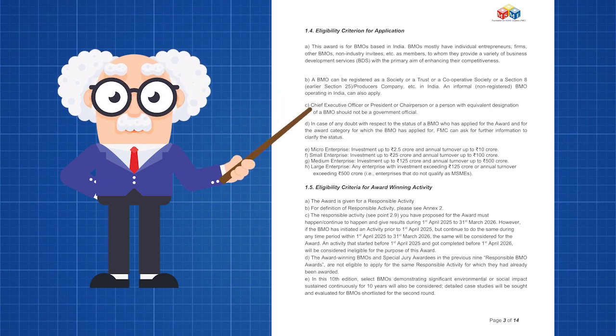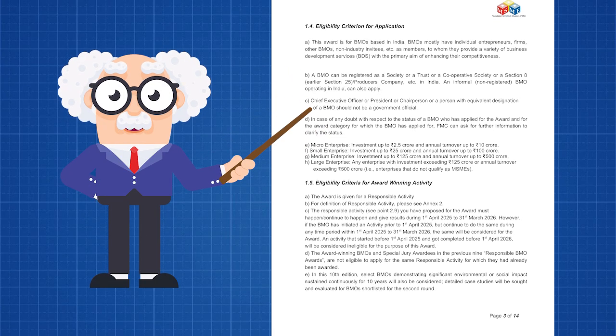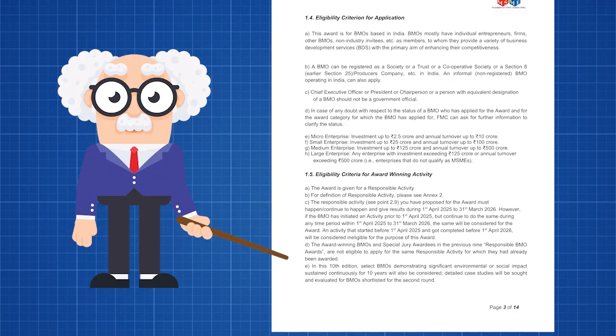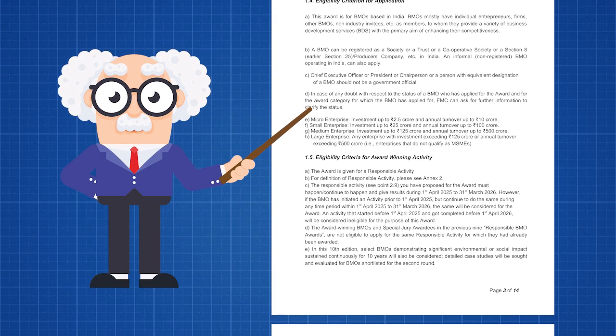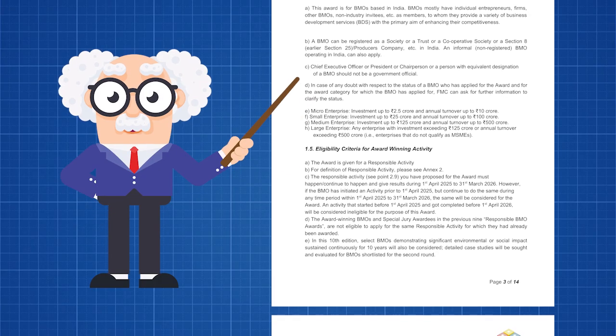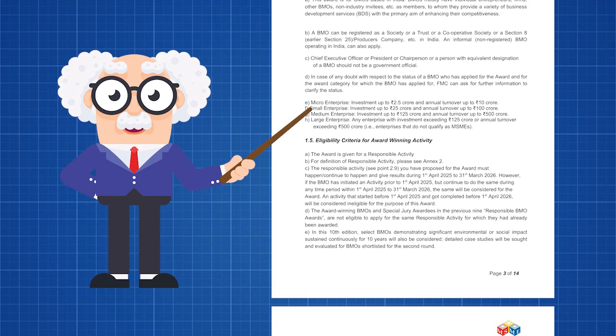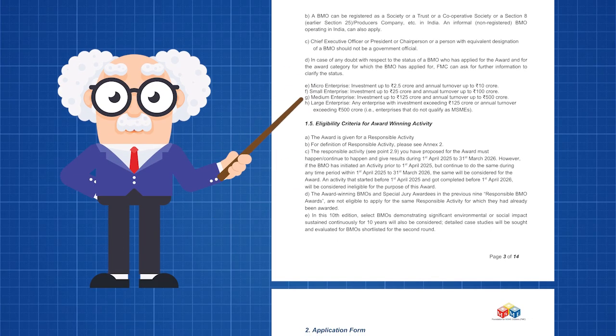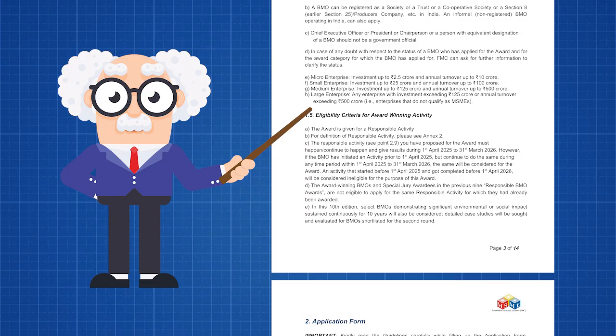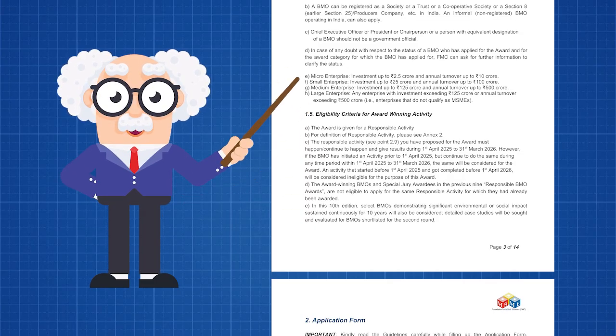And finally, here are the enterprise classification limits you should know, since they're referred to throughout the form. A micro-enterprise has investment up to 2.5 crore rupees and annual turnover up to 10 crore rupees. A small enterprise has investment up to 25 crore rupees and annual turnover up to 100 crore rupees. A medium enterprise has investment up to 125 crore rupees and annual turnover up to 500 crore rupees. And a large enterprise is any enterprise exceeding these limits, meaning it does not qualify as an MSME.